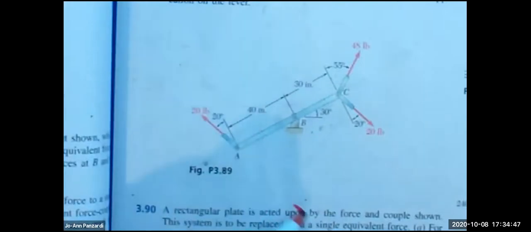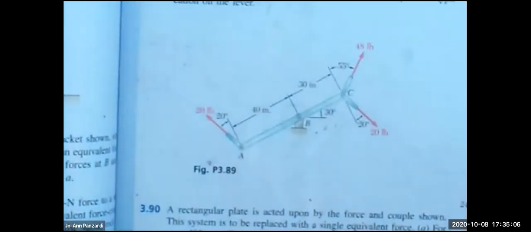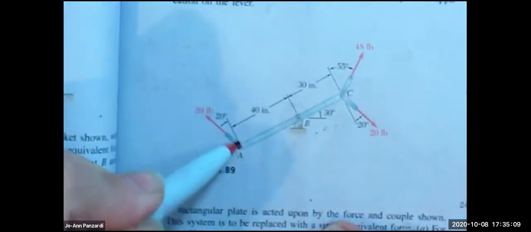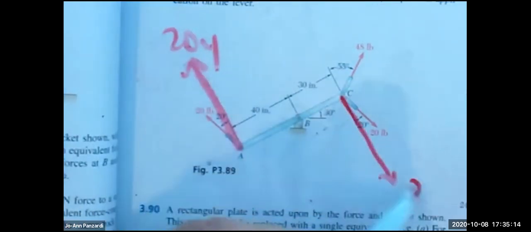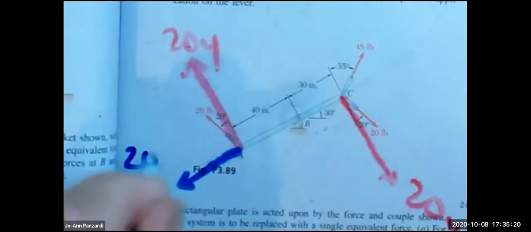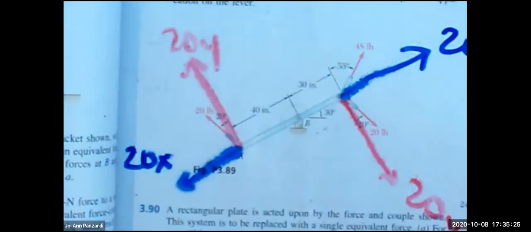Okay, so we have this couple that's going here and it's 20 and here and it's 20. I don't want to try to find this perpendicular distance between them. You're good with that, right? So instead, what I'm doing is I'm breaking this couple up into a 20y and a 20y, and an x component of the 20 and an x component of the 20. Now I'm comfortable.